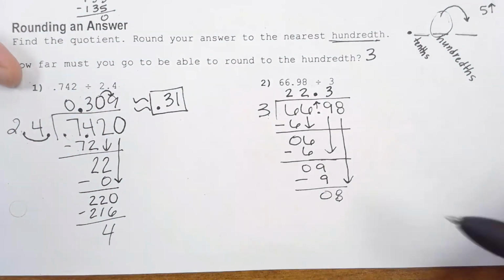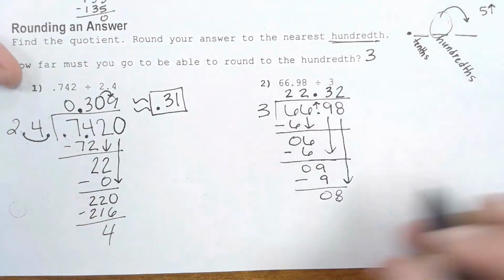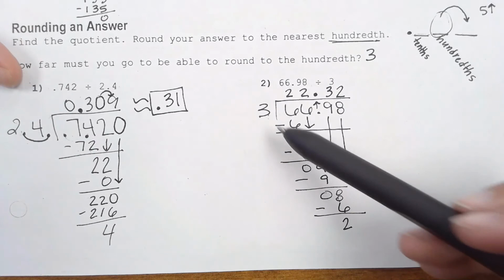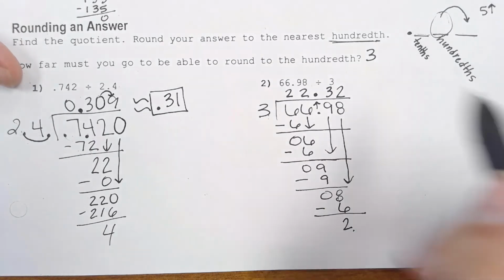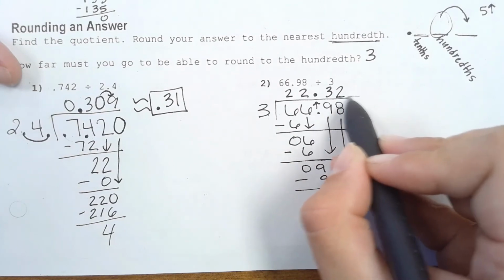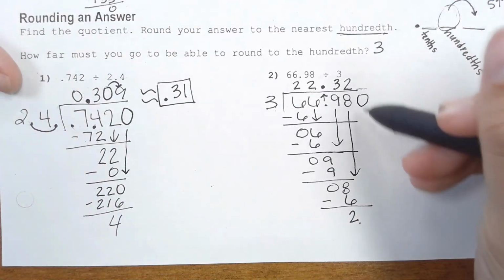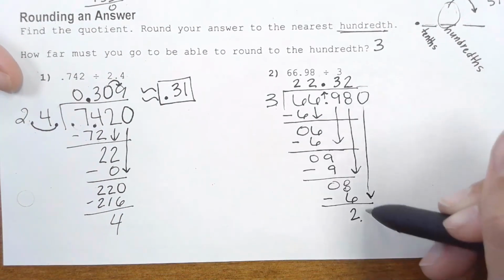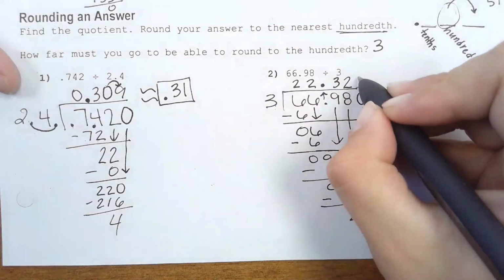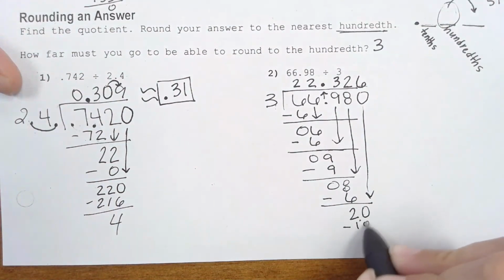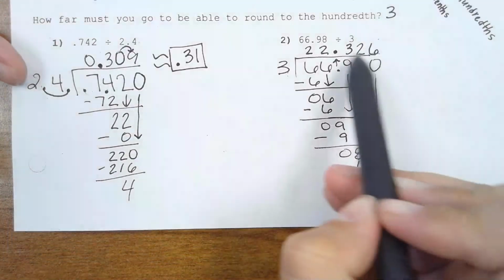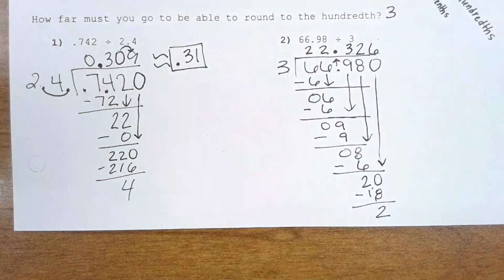Three went into 8 2 times. And notice how you get a remainder of 2, but we do want you guys to round to the nearest hundredth, so we need one more number here to help us out. So I'm going to add a 0 and bring it down, so that then 3 goes into 20 6 times, and this is where I can stop, okay? Because now I have 3 numbers to help me round this hundredths place.